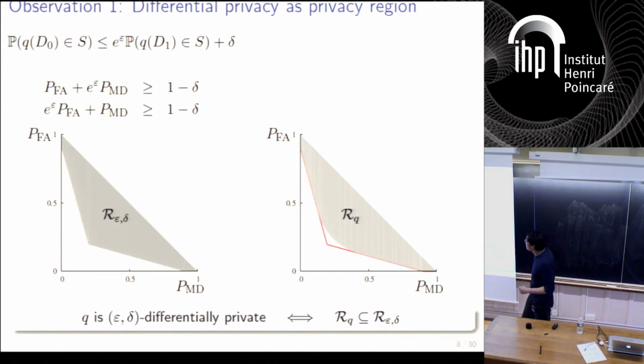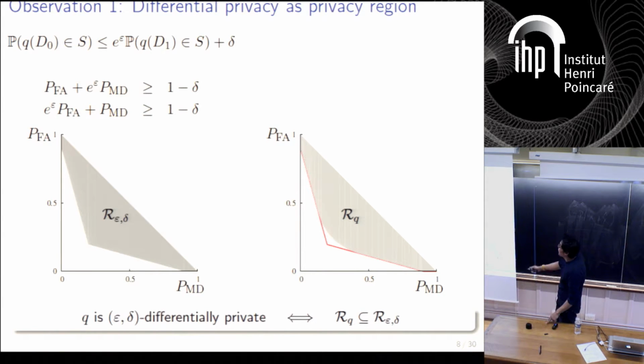One thing that we know is that if your mechanism Q is epsilon-delta differentially private, then it satisfies these two equations, so its region had better be inside, like this one. And the other direction is true: if for any pair of neighboring databases your mechanism gives you a region that's inside, then it's also epsilon-delta differentially private. So that's how formally differential privacy and this region notion are related. It's not our observation; it has been observed by Wasserman and Zhu earlier.